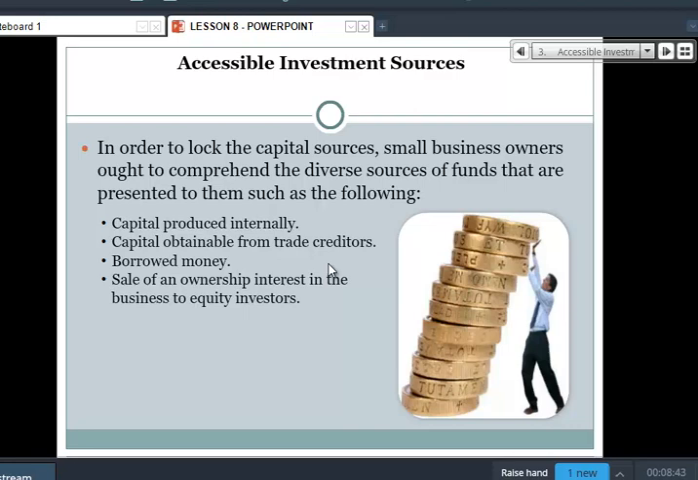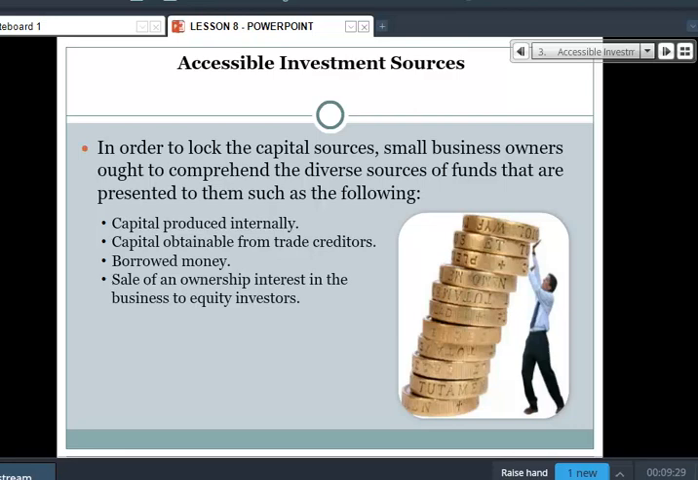In order to look at the capital source, small business owners ought to comprehend the diverse sources of funds presented to them, such as the following: capital produced internally, capital obtainable from trade creditors, borrowed money, and sale of ownership interest in the business to equity investors. What does that mean? For the entrepreneur to collect his capital or source of money, there are actually several ways the entrepreneur can contribute.